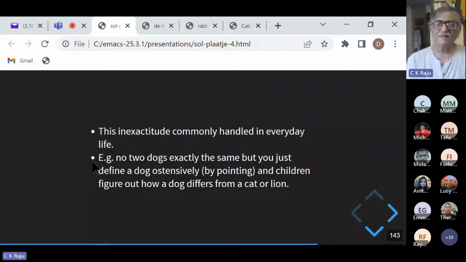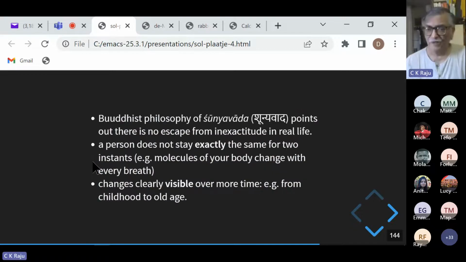But you handle this inexactitude in everyday life. No two dogs are the same, but you don't define a dog by giving the number of legs and so on. You just point to a dog, and children can figure it out. In fact, the Buddhist philosophy of Shunyavad points out that there is no escape from inexactitude in real life.